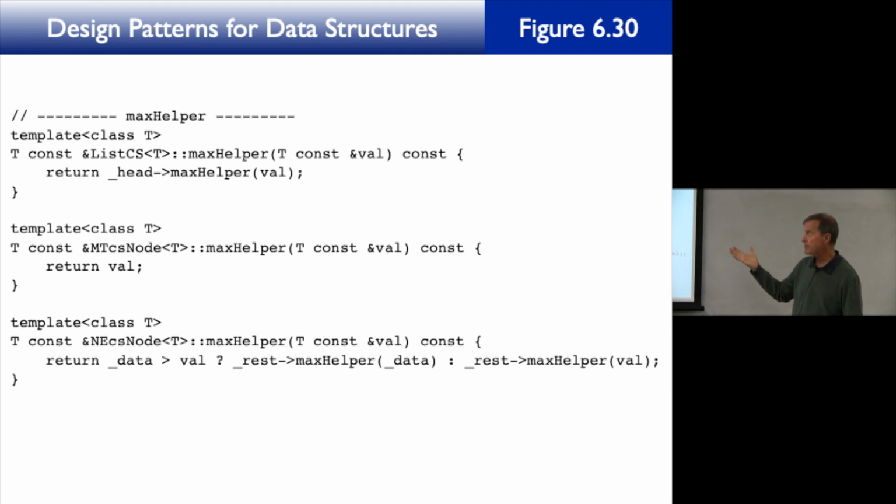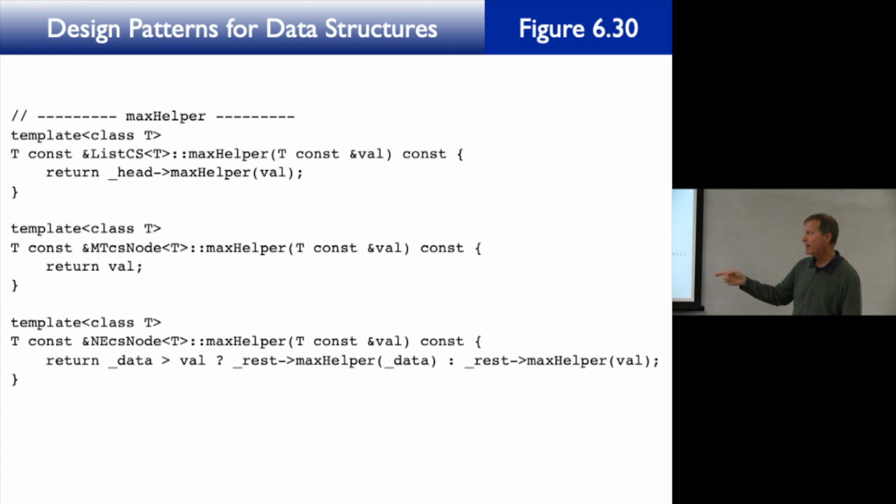And so now the node version of max helper gets called. Which one gets called, the empty node version or the non-empty node? Well, polymorphic dispatch. If underscore head is in fact an empty list, then which max helper gets called? It's the empty one, right? It has val, and it says, well, I want the maximum of this value and what's in me, but I'm empty. So what's the maximum of this value and all the values in the list? It's just the value. So it returns val.